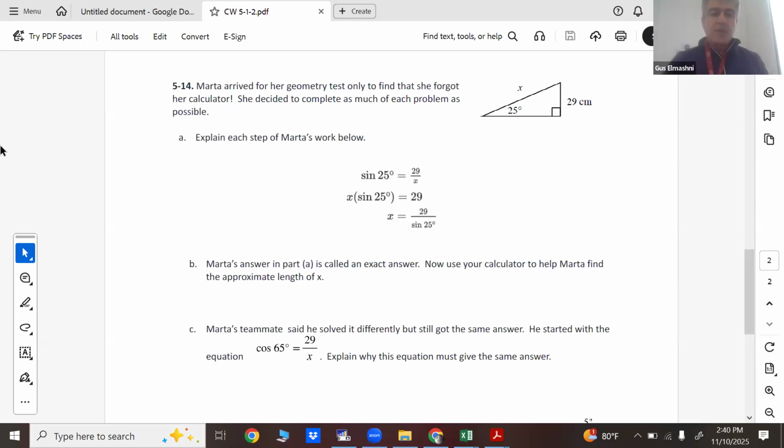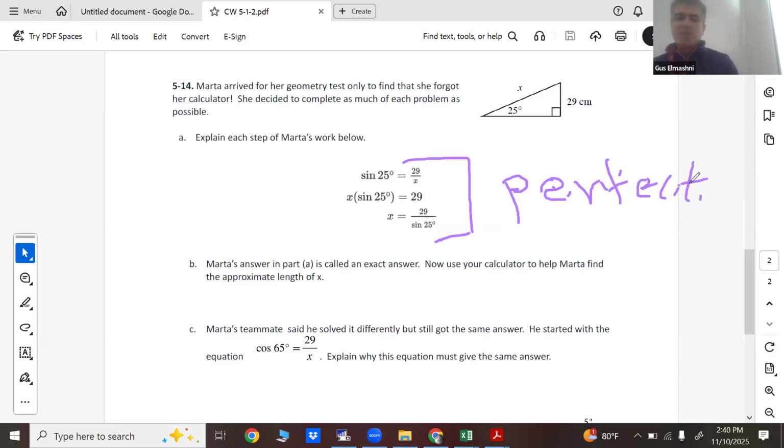This is actually perfect. So it's perfect. Okay, good. So now that is called an exact answer because there's no decimal.